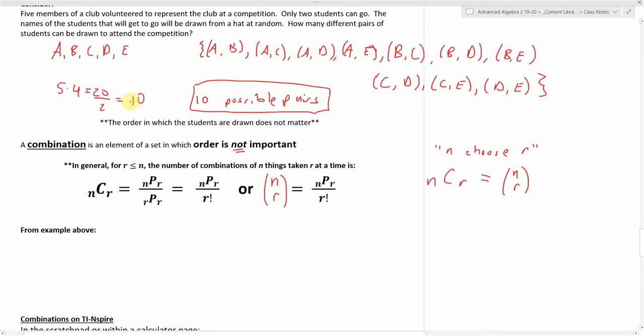Again, to show the computation from our example above, 5C2 would be equal to 5P2 divided by 2P2. In other words, 5P2 over 2 factorial. 5P2 is really 5 times 4, divided by 2, which is 10. So that's the setup for combinations.